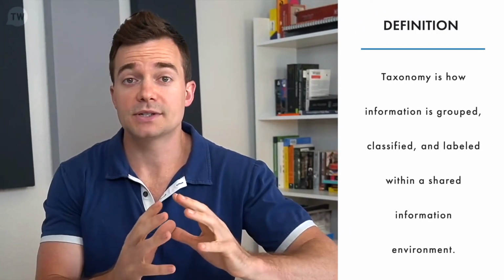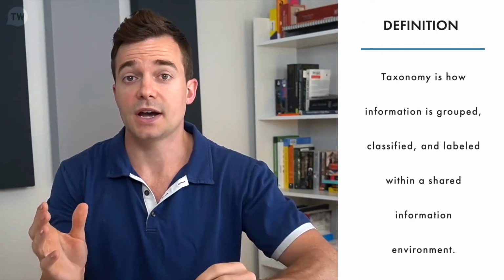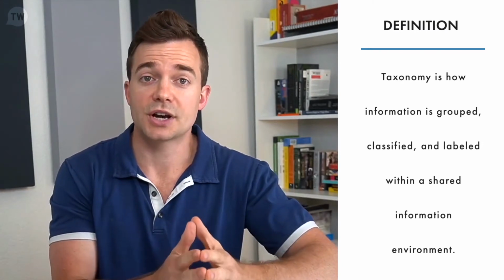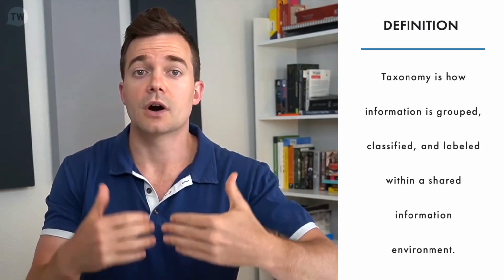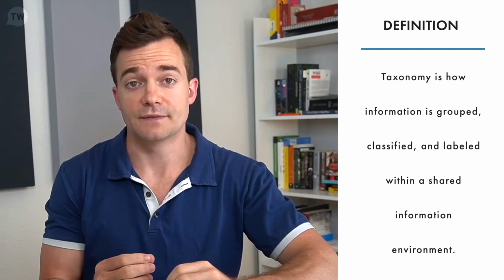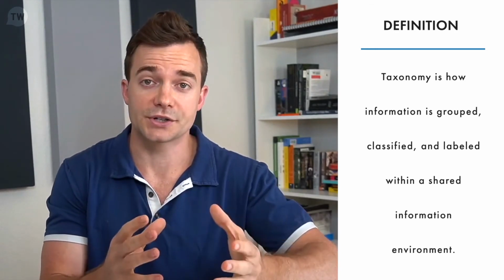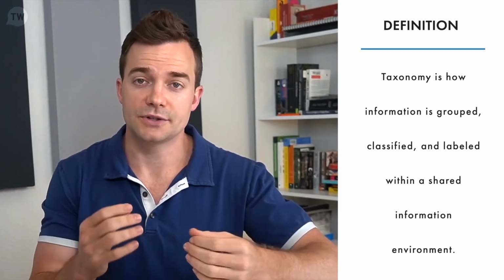So taxonomy is how information is grouped, classified, and labeled within a shared information environment. The overarching structure of that shared information environment is the information architecture, and we find our way around it using the navigation. Think of information architecture as a house. The taxonomy determines which pieces of furniture belong in each room, and we navigate around the house through doorways and hallways. It all fits together to create one shared environment.